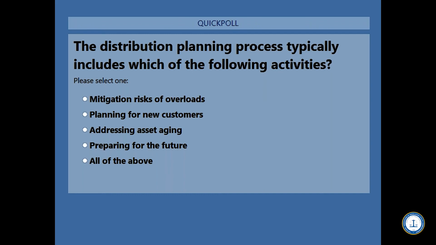The distribution planning process typically includes which of the following activities: mitigating risk of overloads, planning for new customers, addressing asset aging, preparing for the future, or all of the above. Take a few minutes to record your responses.